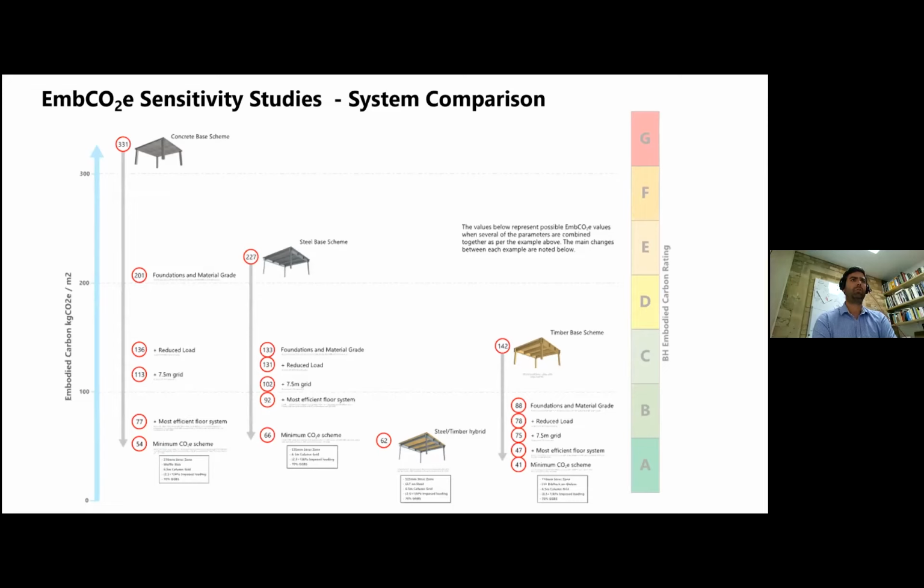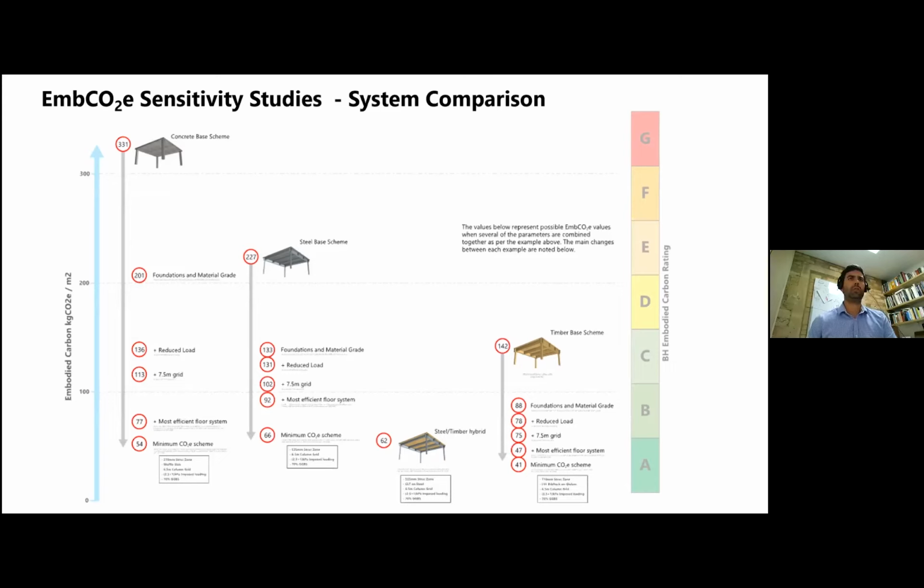But what you've seen here in some of those parameters that I've shown you is that these aren't decisions that the structural engineer alone can make. Persuading clients to accept a reduced load, or reducing the column grid is a collective team decision, and client decision, and operational decision, but something which has a significant impact.